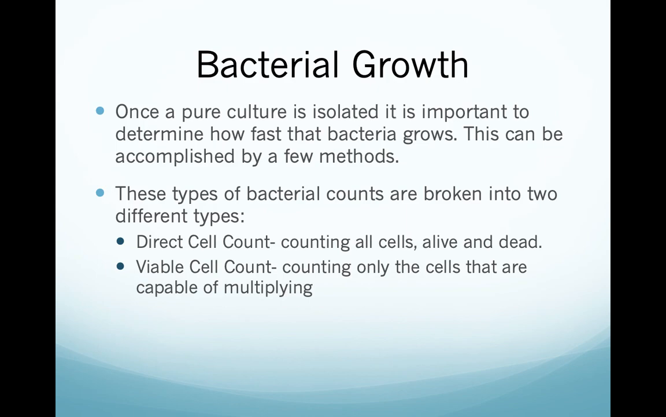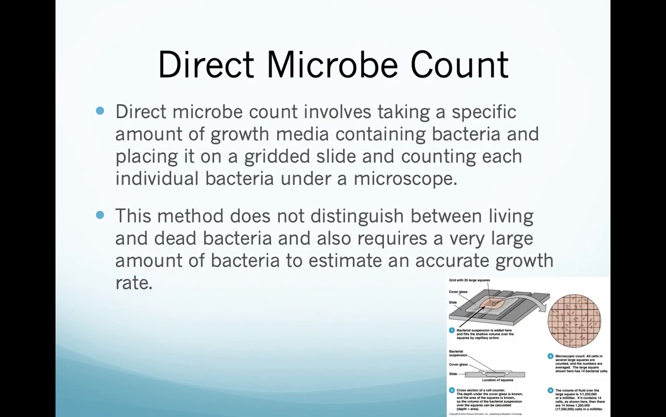Or if you're looking at, say, a clinical sample from a patient, or an environmental sample, like somebody gave you a sample of water from a creek or a pond, and your job was to figure out if it's safe for someone to swim in it or not. You need to know how many bacteria are found in it, how much toxins are in that water, and things like that. So the easiest way to count bacteria is something called a direct microbe count.